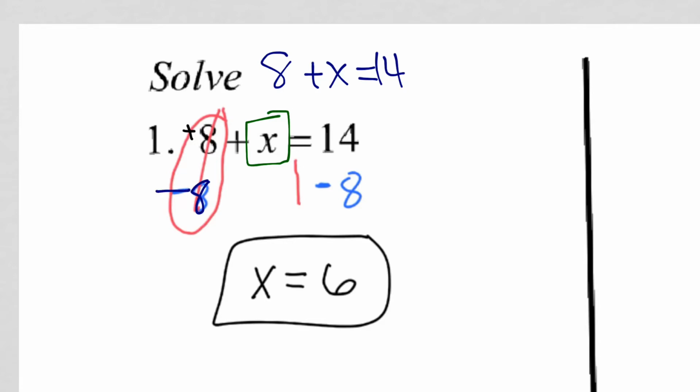But if I take it away on one side, I have to stay balanced to keep the statement true. I have to take it away on the other side. And now I'm left with x equals 14 minus 8, which is 6.